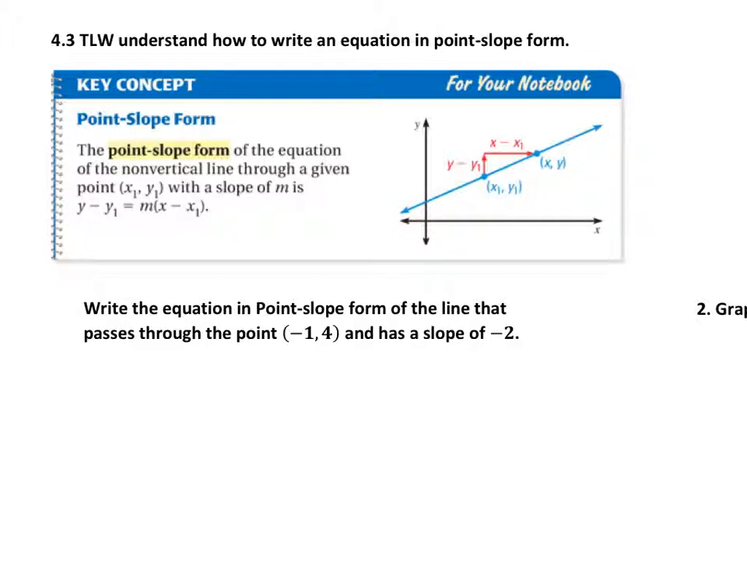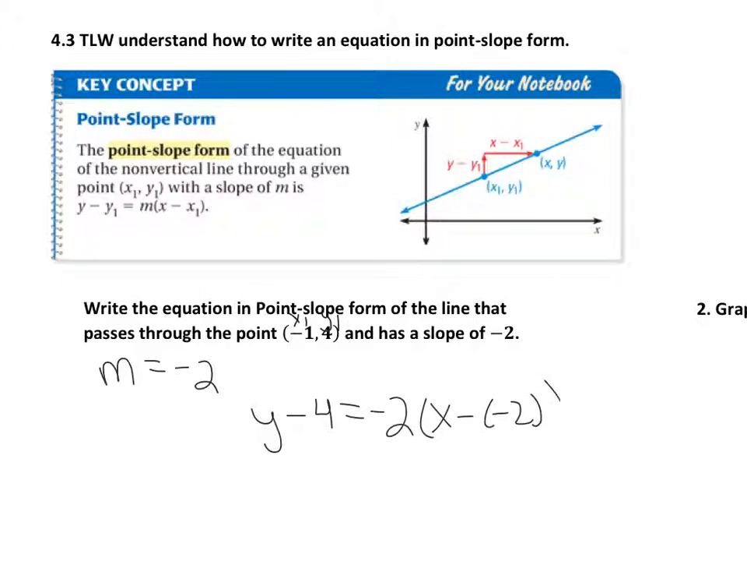So it says write the equation in point-slope form of the line that passes through the point (negative 1, 4) and a slope of negative 2. So I know this. Slope is negative 2, and this is x1, y1. So we already have enough information. So I go y minus 4 equals negative 2 times x minus negative 2.